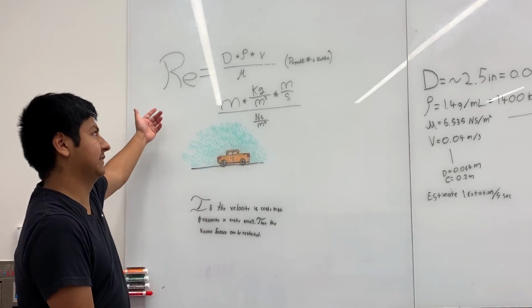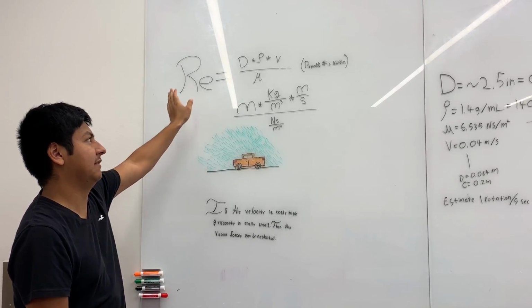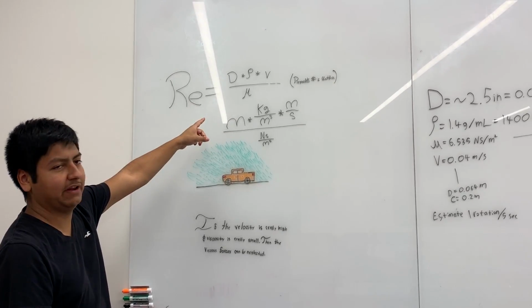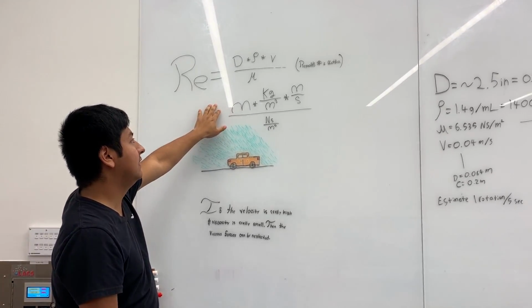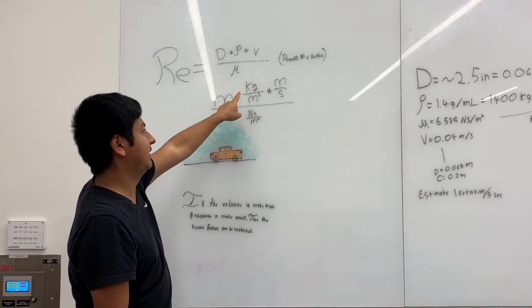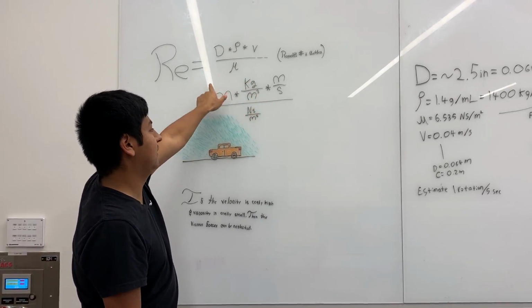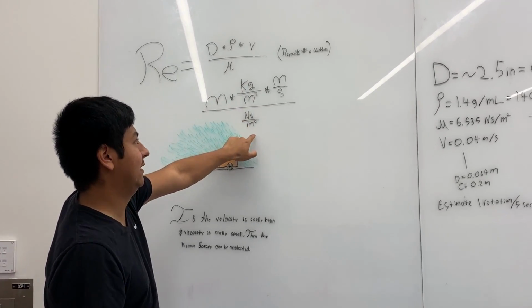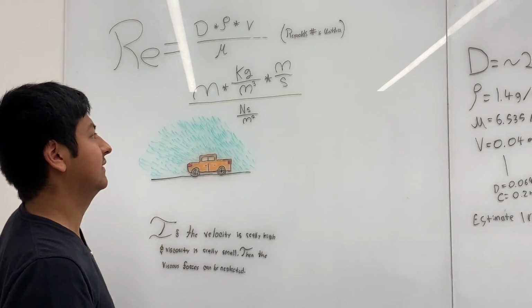So here we have Reynolds number. Reynolds number equals the diameter times the density times the velocity, and that's all divided by the viscosity. So units are really important to know. Diameter is in meters, density is kilograms per meter cubed, and velocity is meters per second. Viscosity is Newton seconds per meter squared. So at the end, you're going to find out that Reynolds number is unitless.